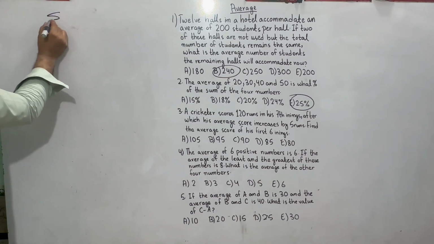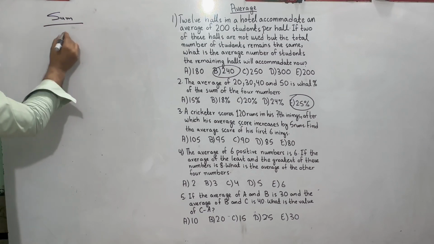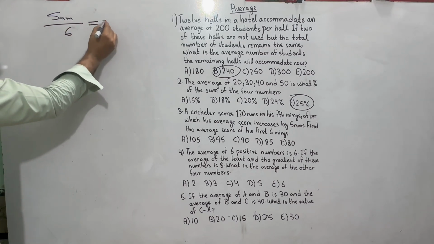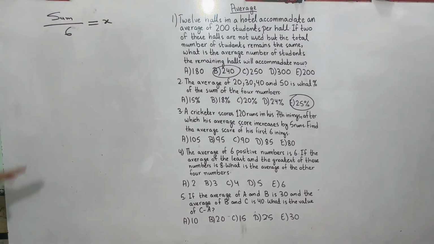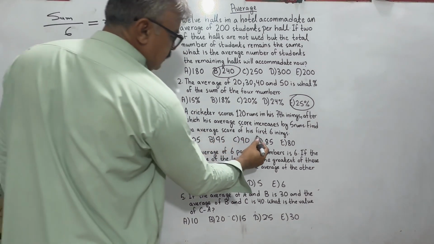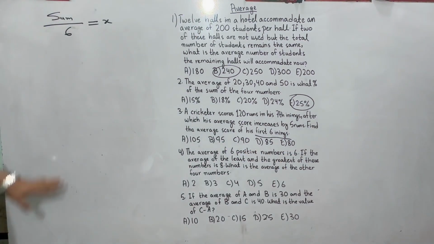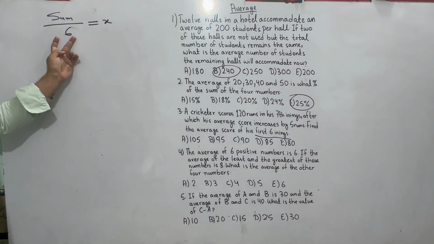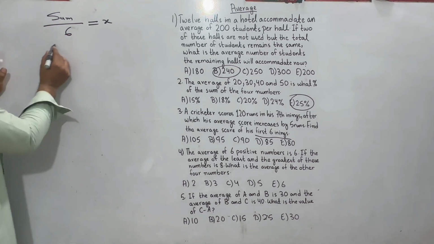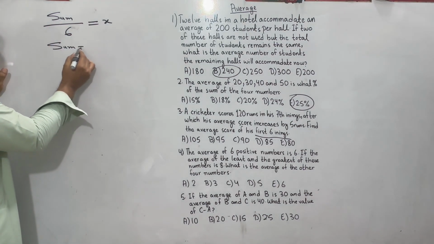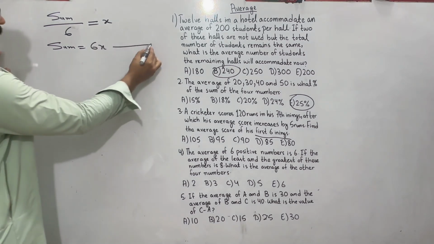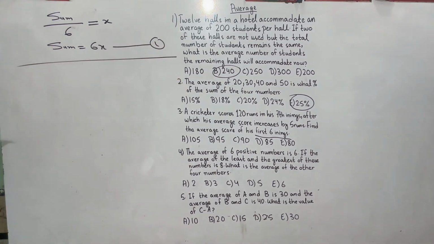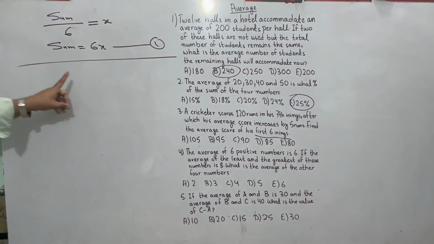Same formula, sum divided by 6. Suppose its average is x. We have no clue about the sum of all scores of the 6 innings, only 6 innings are mentioned. I have written sum divided by 6 is equal to x. Find the sum. Sum is equal to 6 times x. It's my equation number 1.